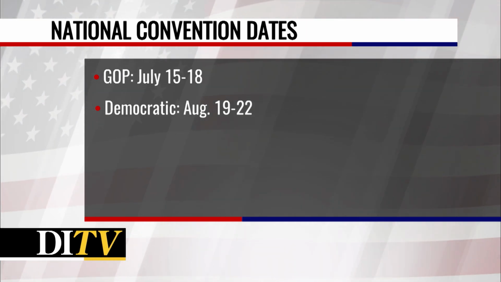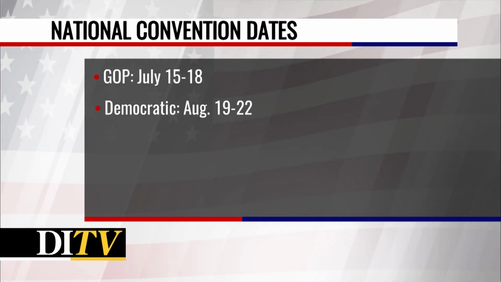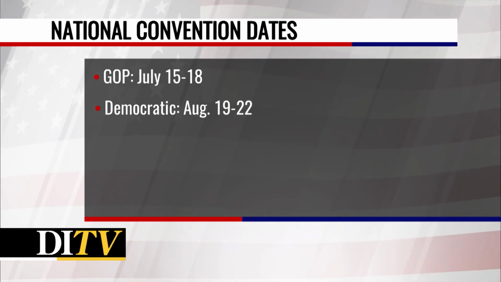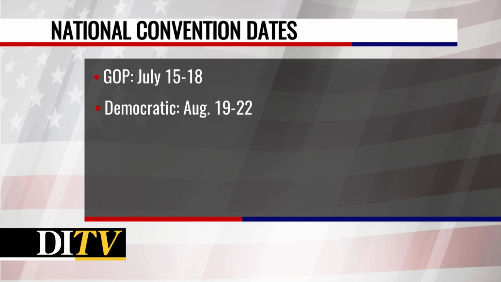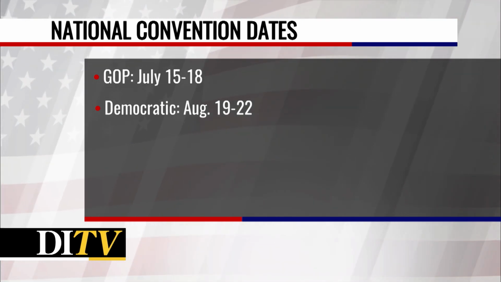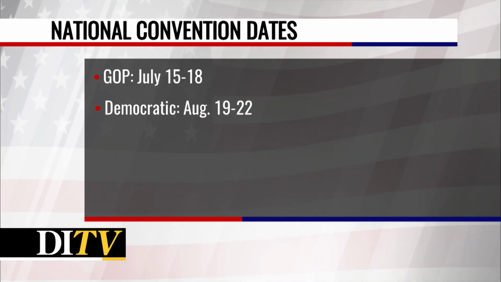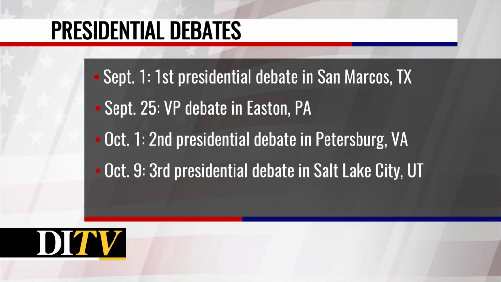For this election, the Republicans will hold their convention first, since Democrats currently hold the White House. The Republican National Convention will take place from July 15th to the 18th, and the Democratic National Convention will take place from August 19th to the 22nd. After that, it's all about campaigns and debates.